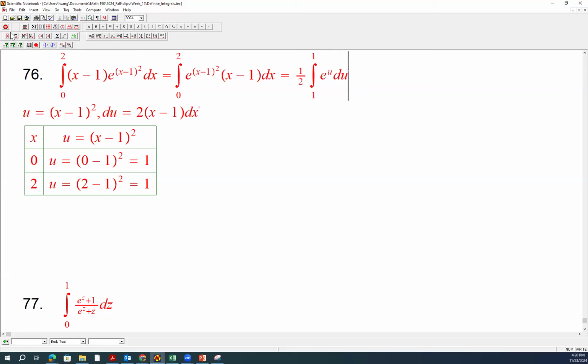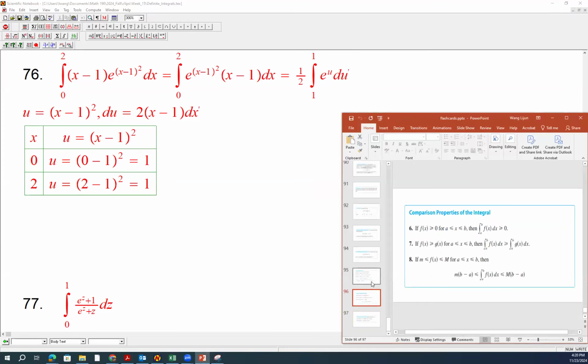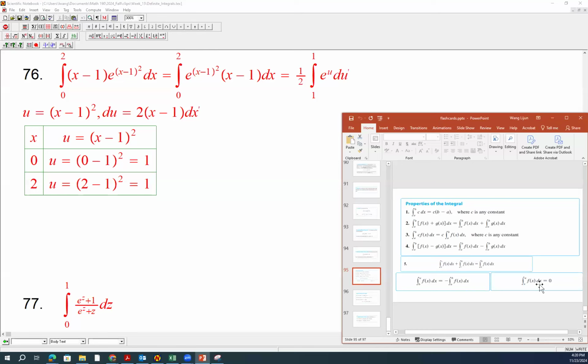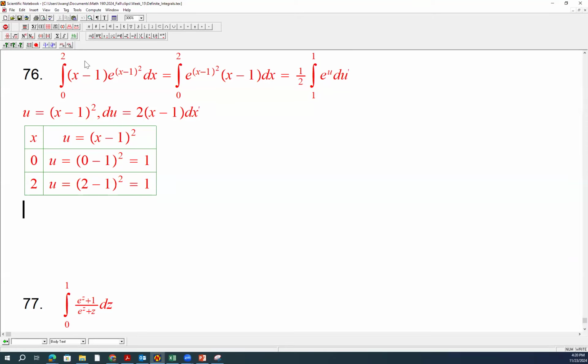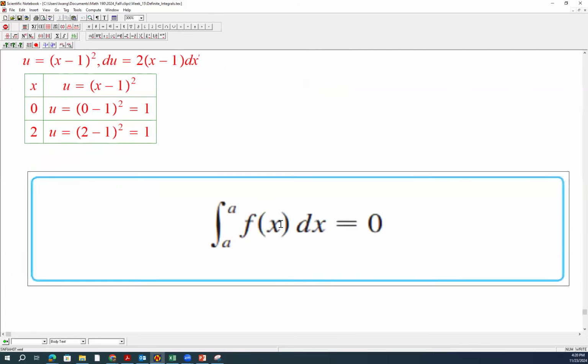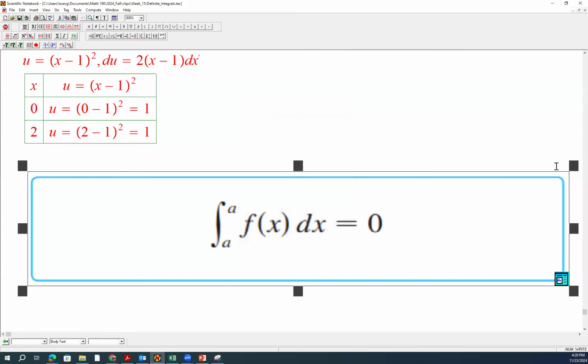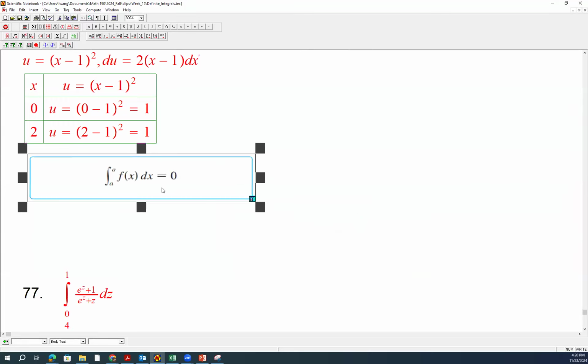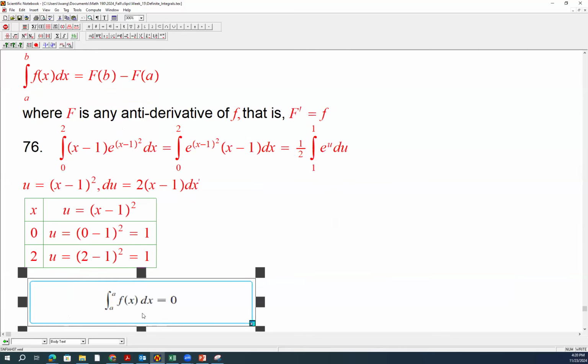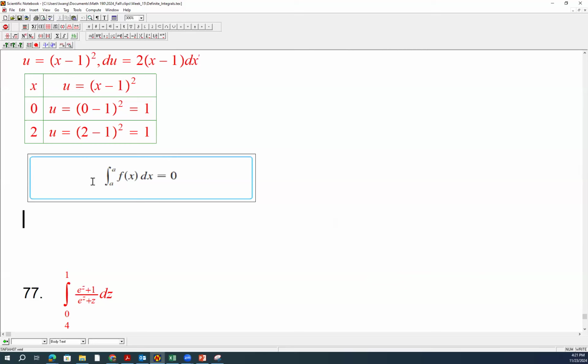Why is it going to be 0? Because we have a property here. Let me bring it to you. When the upper limit and the lower limit are the same number, no matter what the function is, the integral is going to be 0. Okay? All right.